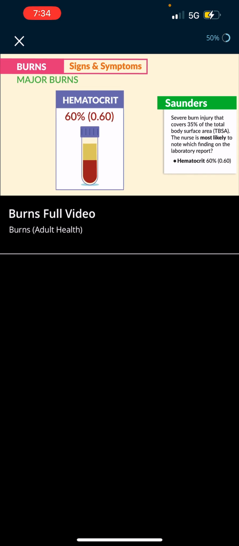The nurse is most likely to note which finding on the laboratory report? A hematocrit of 60%. Yes, that is elevated, indicating hemoconcentration. Now, for the rule of nines.